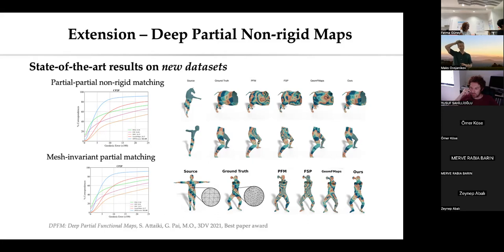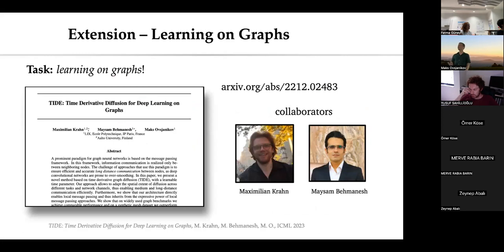Okay, so this is this partial shape matching. And maybe the last thing, in the interest of time, I save time for questions, is a very recent extension that just appeared at ICML. It's learning on graphs. The question that we have is, can we do something similar for learning on graphs, instead of surfaces?